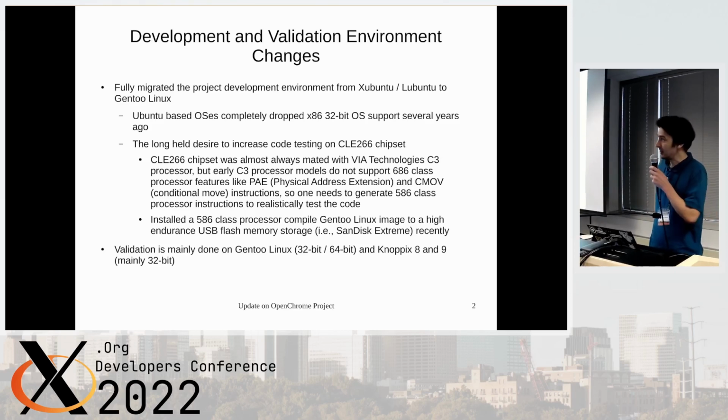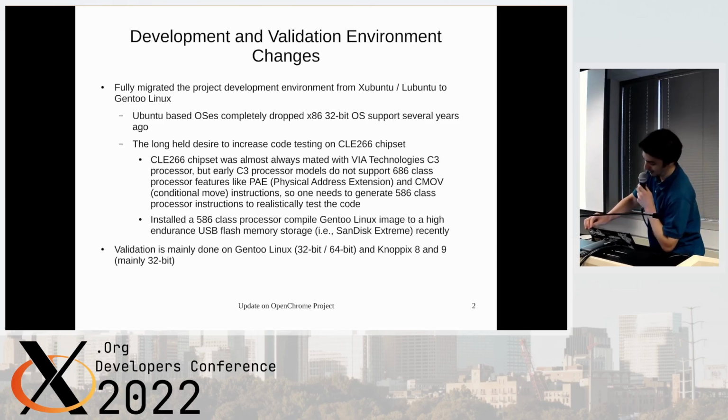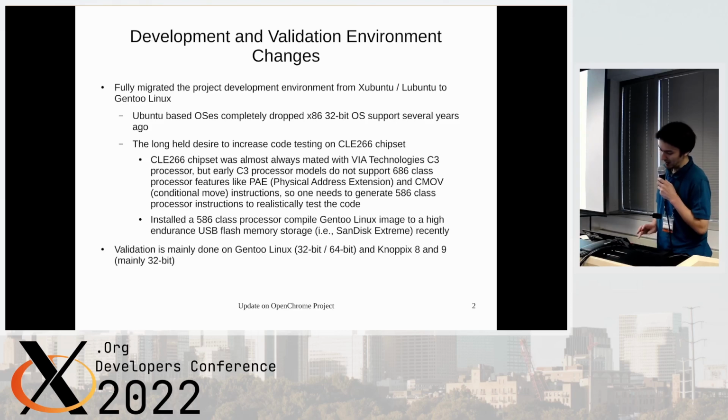Since XDC 2019, that was the last time I spoke about it, I did a presentation on that, and since then I made some changes in my development environment and validation environment. One of the things that I finally did was ditch Ubuntu-based OSs, which was pretty nice, but they dropped 586 or 486 support like 10 or 12 years ago, and I always wanted to find an OS that I could do what I call a 586 processor class compile.